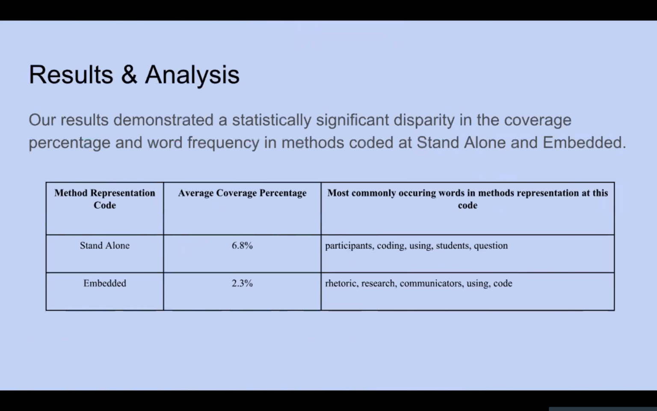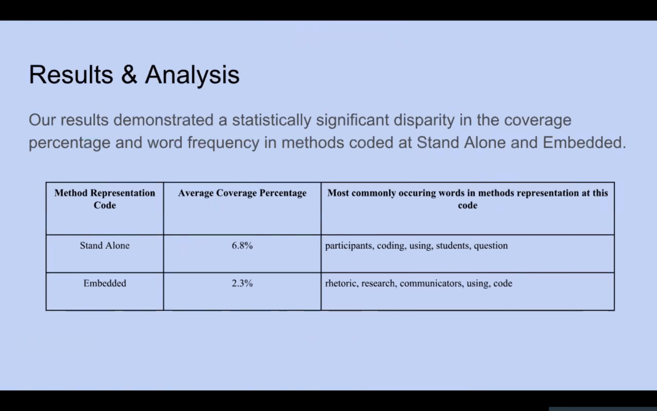And we also conducted a latent analysis of the most frequently used words in each child node, standalone and embedded, to answer our second question: what functions do the methods sections serve in published research? So the coverage percentage by itself is very interesting, 6.8% and 2.3% respectively between standalone and embedded. One might wonder how in-depth and detailed a representation of methods could actually be when it's only 2.3%.